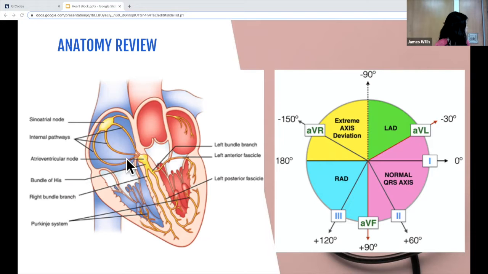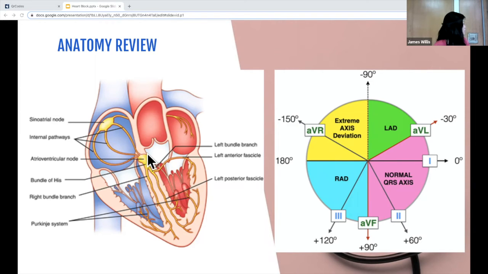Conduction goes down from the SA node to the AV node, to the bundle of His, and then down the right and left bundle branches. In the left bundle branch, you have the left anterior fascicle and the left posterior fascicle. The main thing I'm going to keep repeating is that the conduction goes down the two bundle branches, but it usually goes from left to right and down into the left ventricle, and that is the normal axis because the musculature in the left ventricle is a little bit bigger.